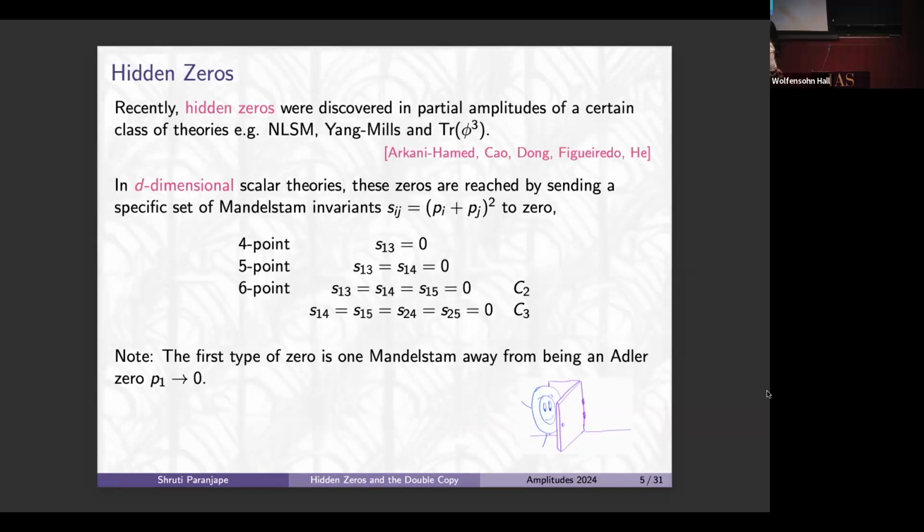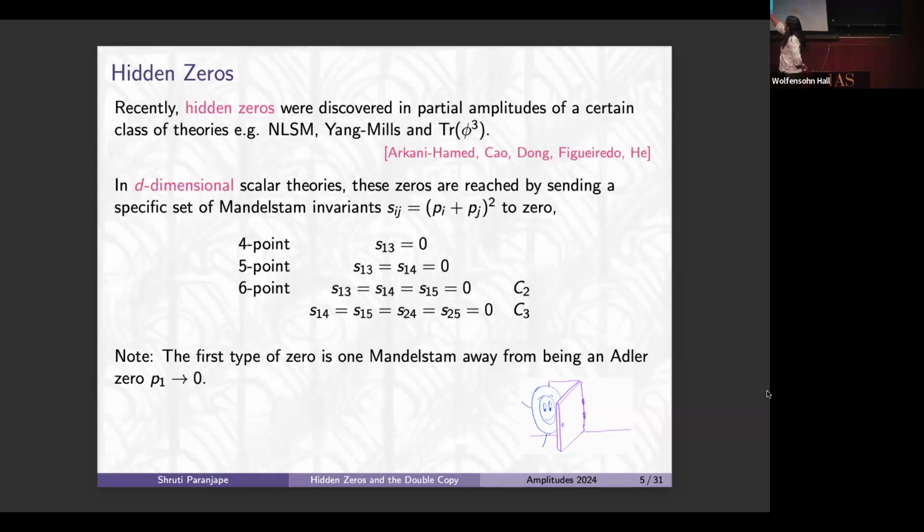All right, so what are these hidden zeros? These were discovered or discussed in this paper over here by Nima Arkani-Hamed, Carolina Figueiredo, Zhendong, and Song He. And these are points in kinematic space where the amplitude vanishes in a particular set of theories: Yang-Mills, nonlinear sigma model, trace phi cubed, and Yang-Mills coupled to a scalar, or Yang-Mills scalar for short.